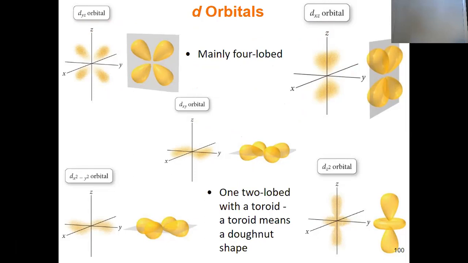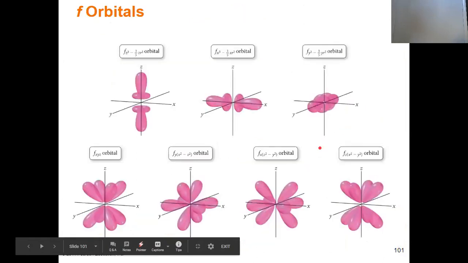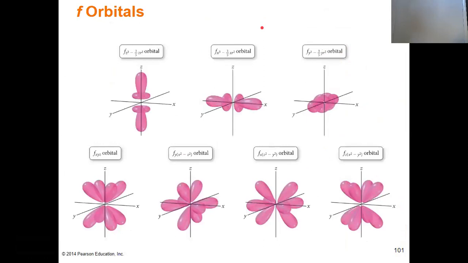Later on, you can move into understanding that your DZ squared is your weird donut shape, and the rest of them all look like the 4 balloons together. And then your F orbitals just look like a hot mess. I'm not even going to try to describe the different shapes to you here. Just look at them. You don't have to be able to draw these. We're just trying to understand how these shapes and relationships get more complex the further we are from the nucleus.